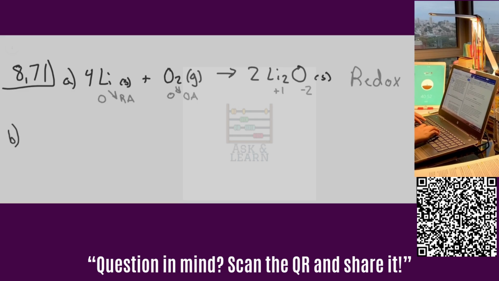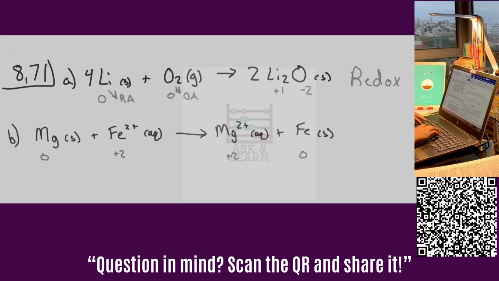In part B, we're given magnesium solid plus iron 2 plus aqueous, and this is producing magnesium 2 plus and iron solid. So here it's pretty easy to see the change in charge or oxidation state. So magnesium here is 0, iron is plus 2, magnesium goes to plus 2, and iron goes to 0. So this is a redox reaction.